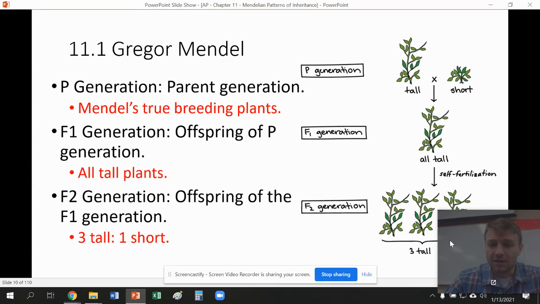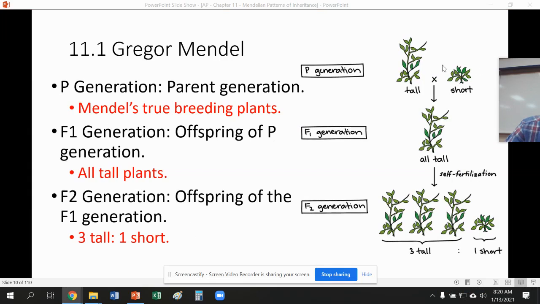So just a little bit of context here with the naming. P generation, that's the original generation. That's your parent generation. F1 is your first generation. That's the offspring of the P generation. And F2 is the offspring of the F1. And you can see here we go on and go forth. So if your parents are the P generation, you are the F1 and your kids will be the F2.